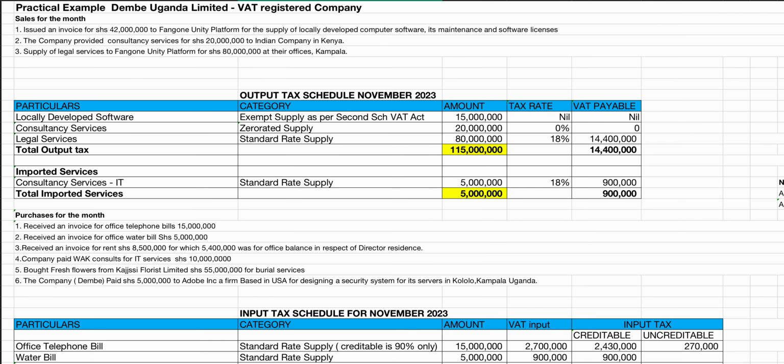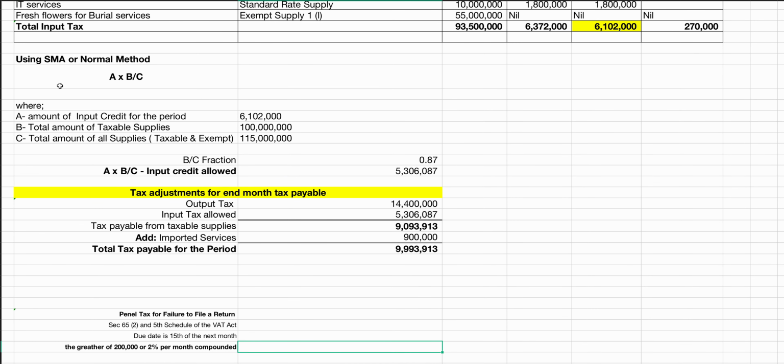I'll just shift a bit in my presentation and come to the formula of the SMA or normal method, which is A times B over C, and B over C is the fraction we're talking about, which is our litmus test we use to see whether we are below 0.05, or above 0.95, or between 0.05 and 0.95. Anyway, we'll start by elaborating more on the formula.